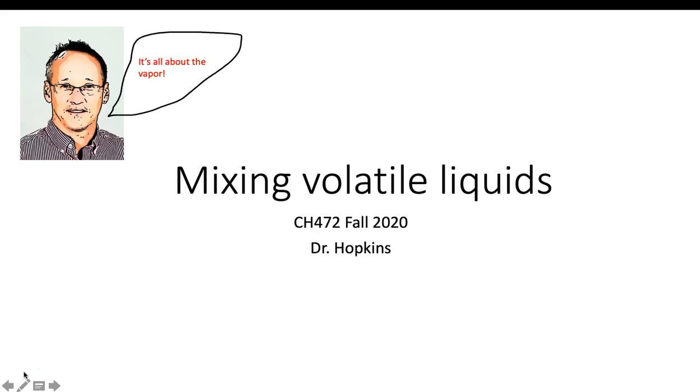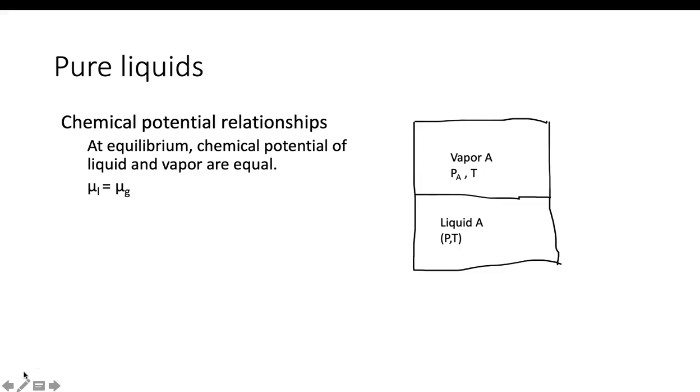And today we're going to mix liquids. We're going to look at the thermodynamics of mixing liquids, in particular volatile liquids that have a vapor pressure. Okay, so we know with a pure liquid, based on our phase changes or phase diagrams, that there is an equilibrium between the liquid and vapor for a volatile phase. So at any particular pressure and temperature, you're always going to have a particular vapor pressure dictated by that chemical potential. And that also means that the chemical potential of the liquid and the gas are the same.